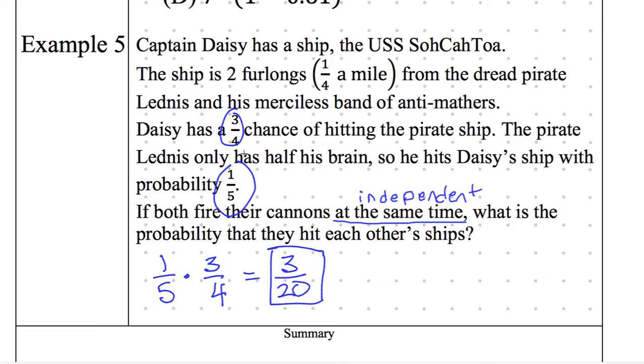Does that make sense? So this is the probability that you hit. The probability that you miss would be 1 minus this. You have a 1/5 chance of hitting, which means you have a 4/5 chance of missing. 1 minus 1/5 is 4/5. So it'd be 4/5 times 3/4. That would be the chance of Leadness missing and Daisy hitting. Perfect. That's all I have for the notes today.